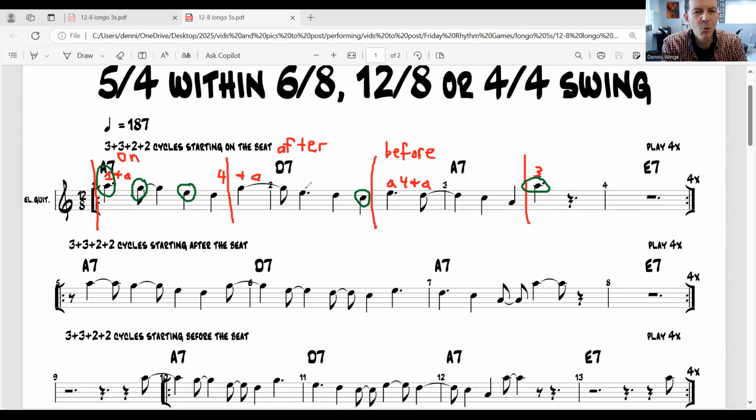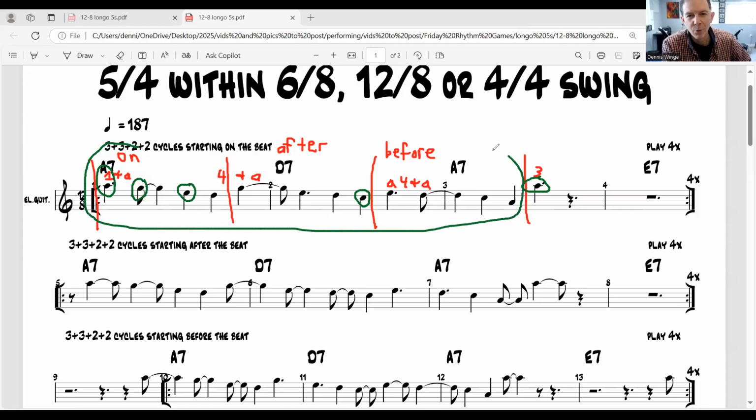So there are 4 places in the 3 cycles of 5 where it lands on a downbeat, and those are circled in green. Like this is on the 1, like if you're counting in 4, that is. I know this is written in 12/8, so this might be a little confusing. But this is on the 1, this is on the 2, this is on the 3, this is on the 3. And then by the time you get back to a downbeat, the cycle starts over again. So with respect to these 3 cycles of 5, there are 4 attacks that land on a downbeat.